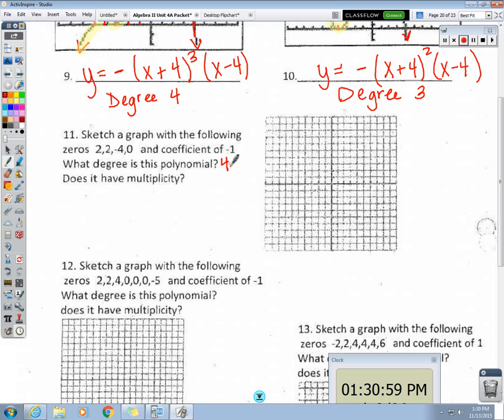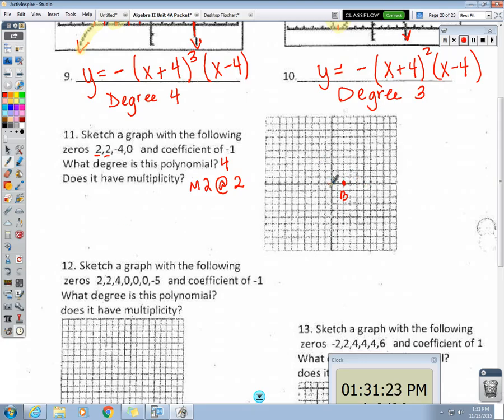Does it have any multiplicity? Yeah, there's 2 2's. So that means there's a multiplicity of 2 at 2. So when we plot our 0 at 2, right below it I'm going to put B for bounce. That way when I'm sketching it, I know to bounce right there. Okay, so what else can we know about this graph besides the fact that it bounces at 2, crosses through a 0, and crosses through a negative 4?